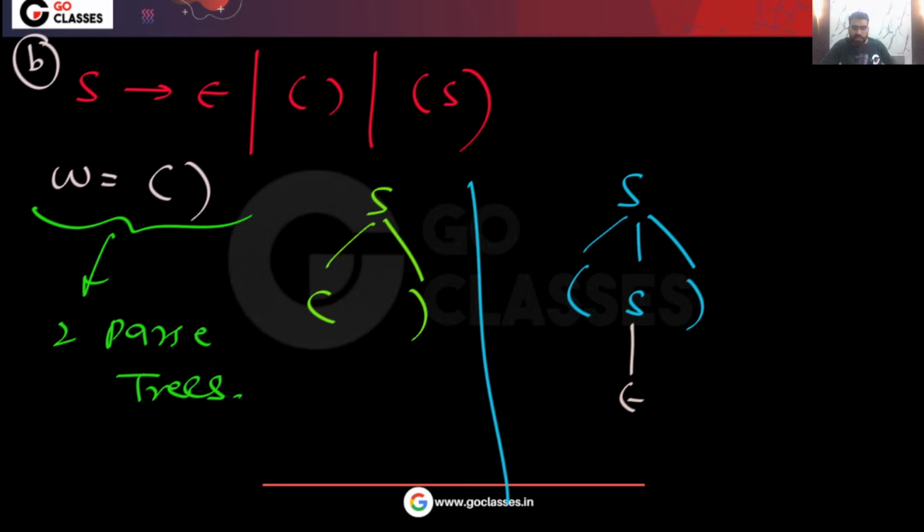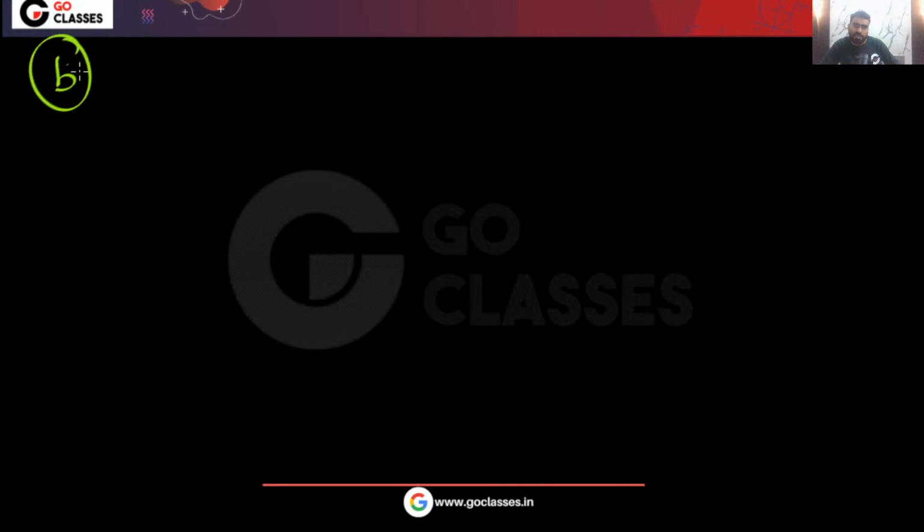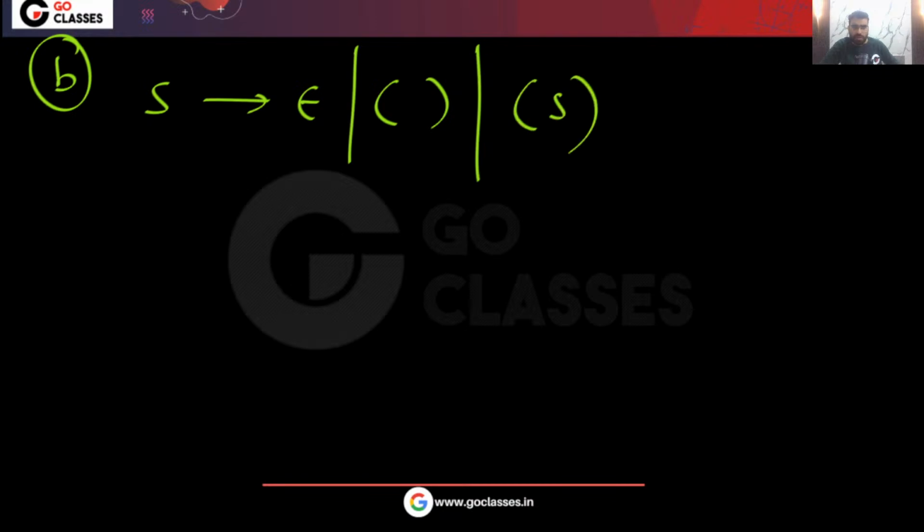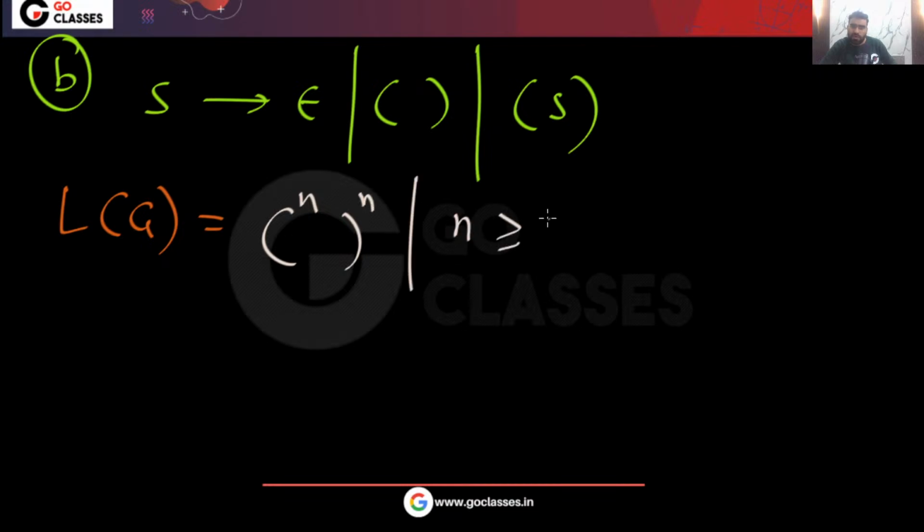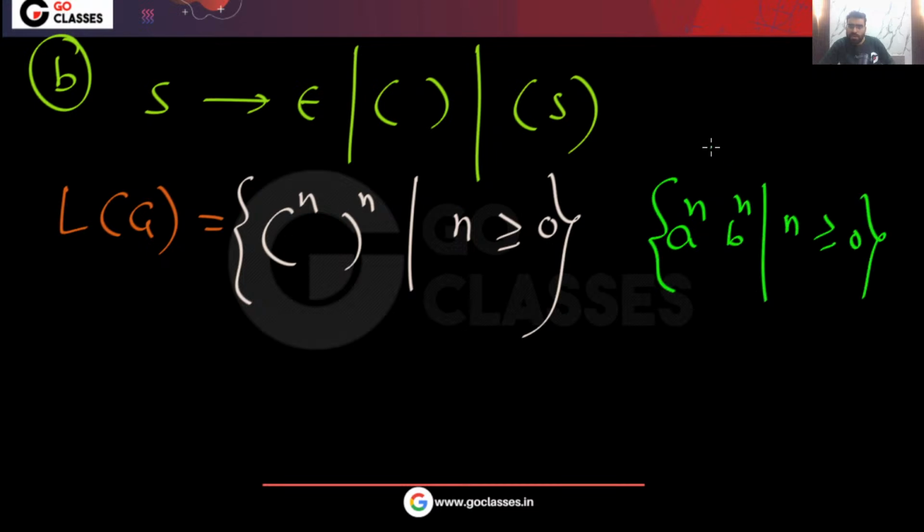Actually in this grammar, let me tell you, look at this option B again. Option B is saying empty string, then you have this and then you have this one. First of all, what is the language of this grammar? That will be open parenthesis power n, close parenthesis power n, where n is greater than or equal to 0. The language is something like a power n, b power n, where n is greater than or equal to 0, where a is open parenthesis and b is close parenthesis.